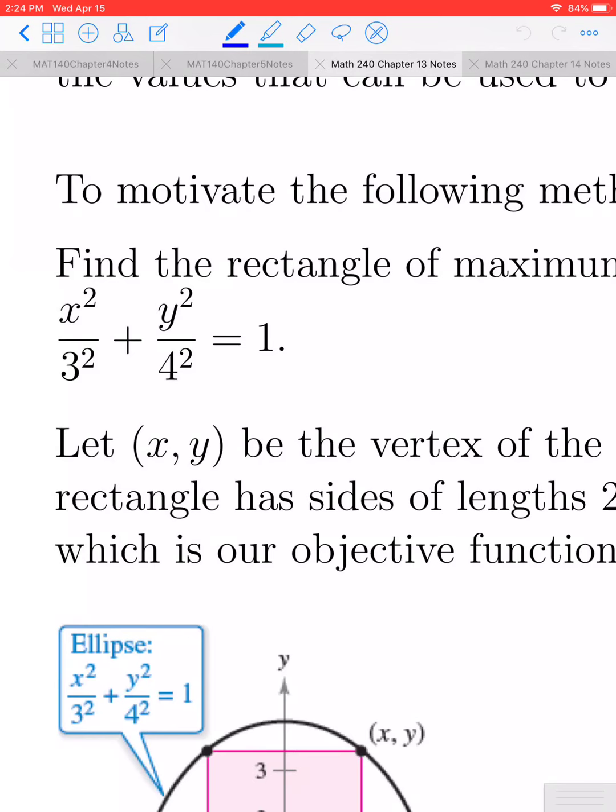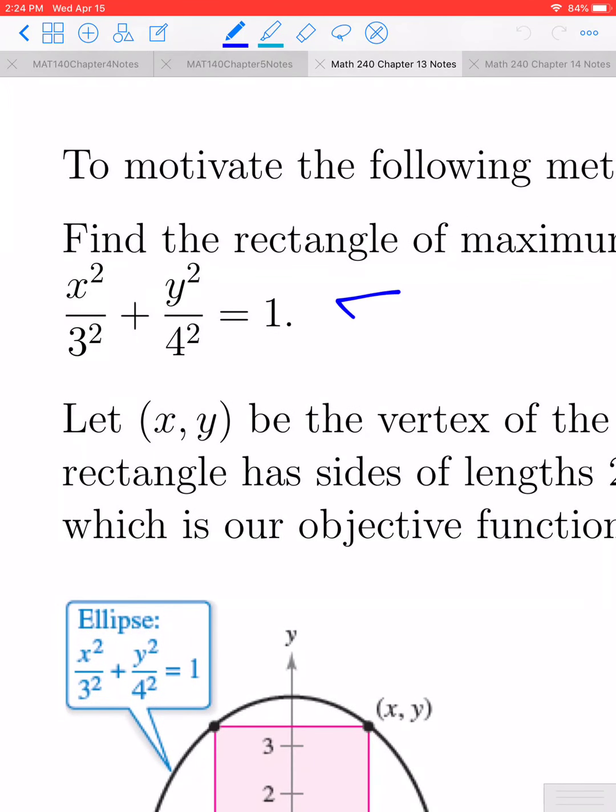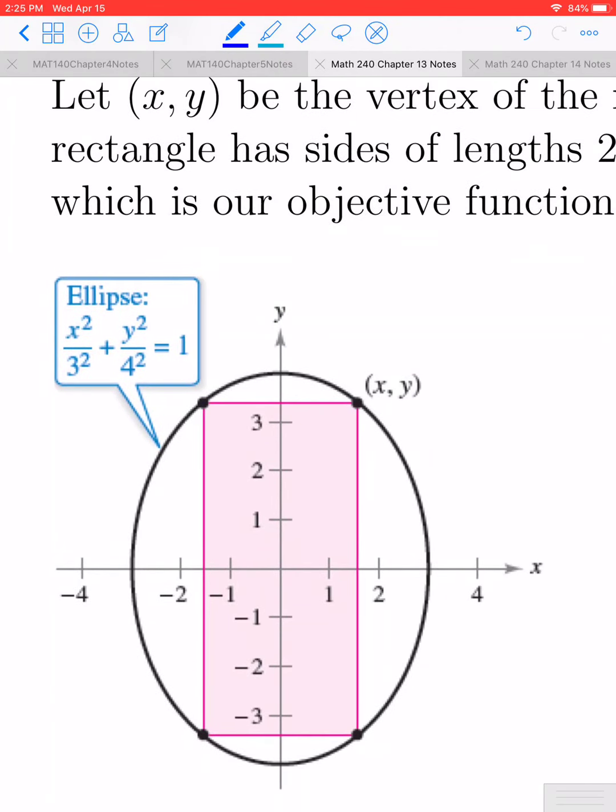If we draw a sketch of this equation, it is going to be an ellipse. Its major axis will be vertical, along the y-axis, of length 4, and its minor axis will be horizontal, of length 3. If we draw a sketch of that ellipse, this is what we would get. And we want to inscribe a rectangle in the interior of that ellipse. The question is, what is the largest possible area for such an inscribed rectangle?